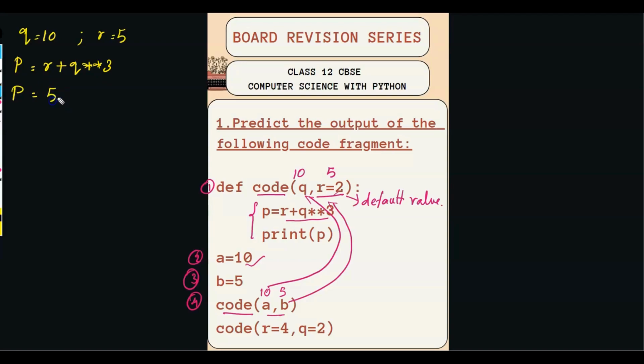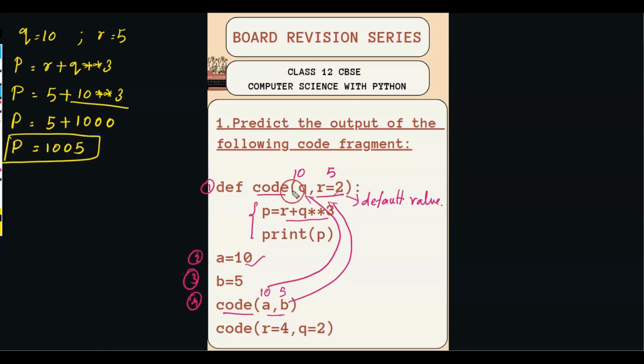R is equal to 5 plus q, q is 10, 10 to the power of 3. Now we can calculate the exponent first. What is 10 to the power of 3? Which is 1000. Then 1000 plus 5 is 1005. So this is the value of p now. So print p will be printing 1005. Hope all are understanding. So on the output section, it will be printing 1005 at the first.